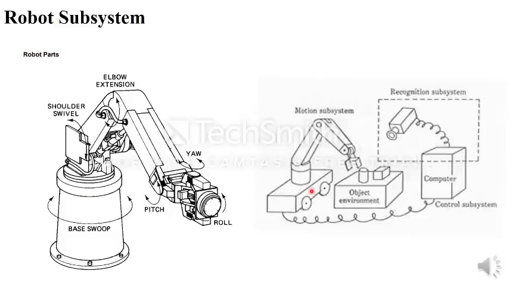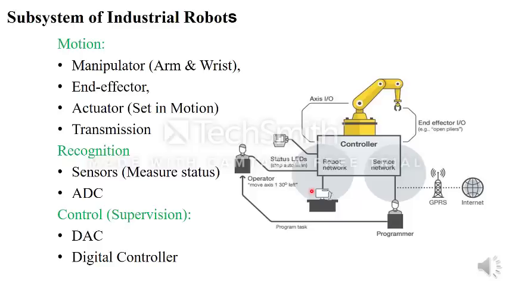Clear? We'll move on to the next slide. Subsystem of industrial robots contains what? Manipulator. Manipulator is something like arms and wrist. End effector. It is a very important thing in the robot. Once you buy a robot from the supplier, they will not give you the end effector. They will give you only this robot. This end effector, according to our application, we have to fix it. Okay, this is the end effector.